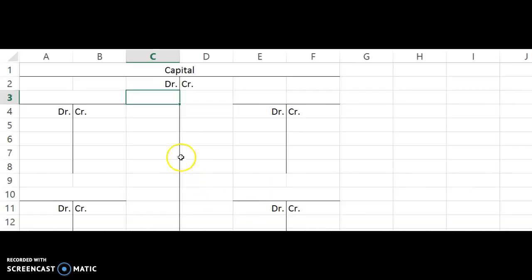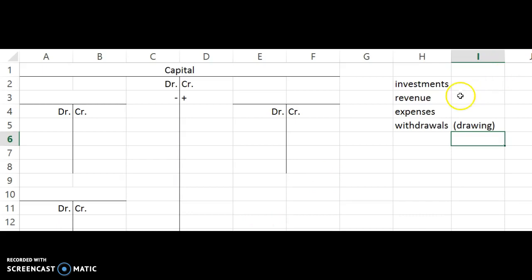So let's take a look, and I want you to make a big T now. And don't forget that the capital account, which is an owner's equity account, decreases on the debit side and increases on the credit side. So thinking about investments, thinking about revenues, expenses, and the drawing account.